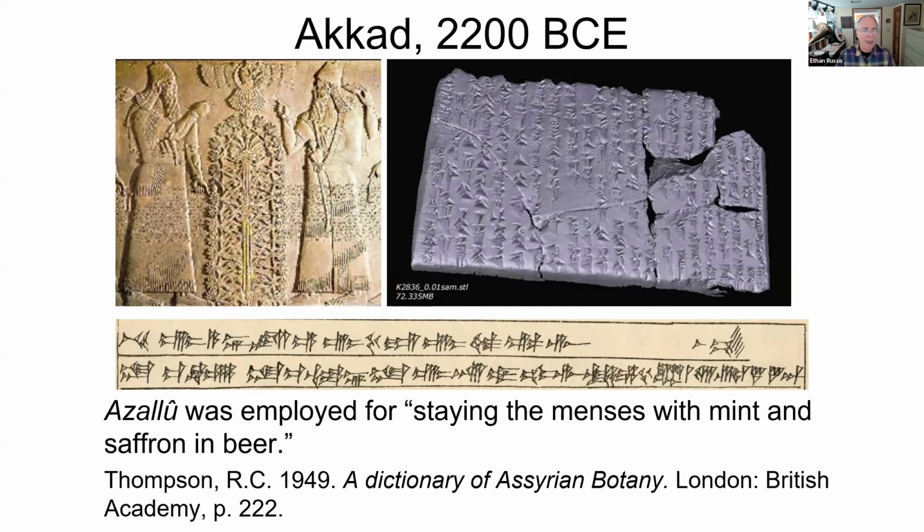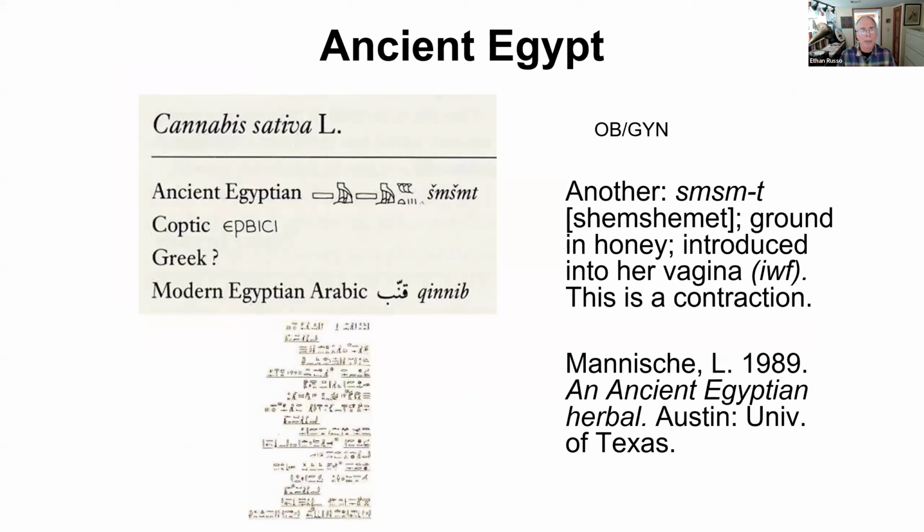Now, switching back to ancient evidence, this is from the Akkadian culture in what was ancient Assyria, current day Iraq. So one of their names for cannabis was azallu. This is employed for staying the menses with mint and saffron and beer. Now, we see similar claims throughout the ages. Also, gynecological use in ancient Egypt from the hieroglyphics, what was called shemshemet. Shemshemet, ground in honey, introduced into her vagina.